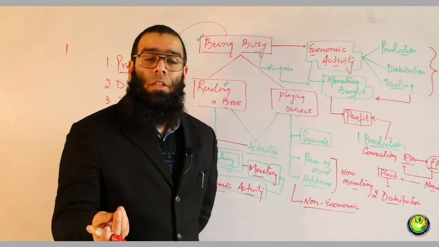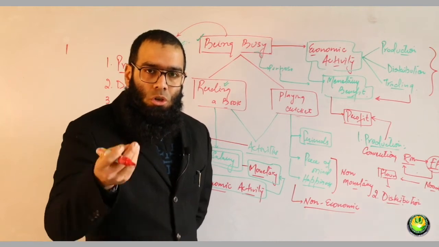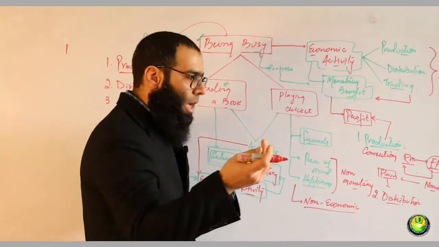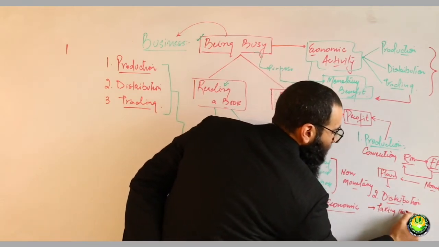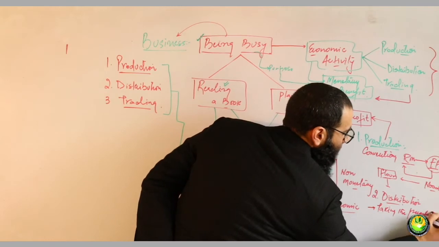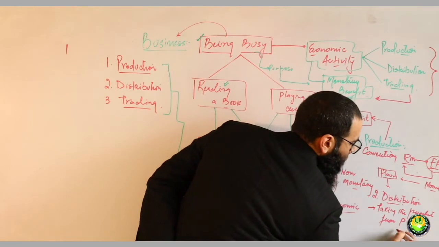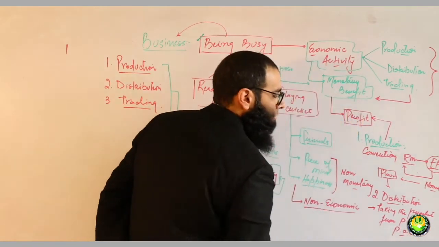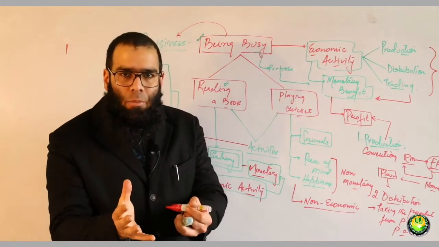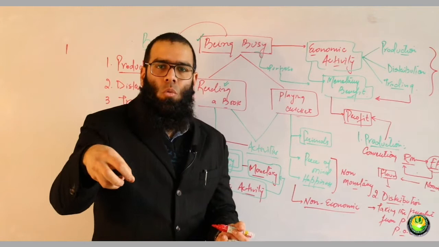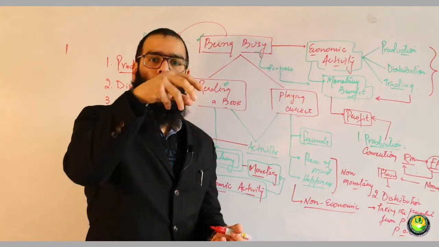Again, distribution is another type of economic activity that we can engage in. Distribution is an activity of taking the product from point of production to point of consumption. Simple as that. It is an activity of taking the product from the point of production where it was created to the point of consumption where it is to be consumed.